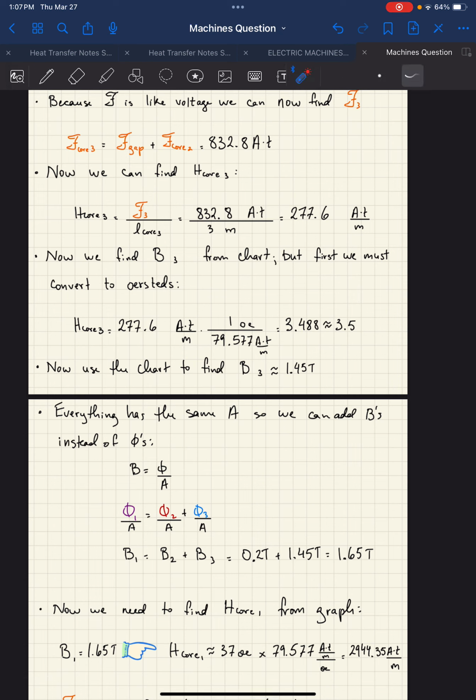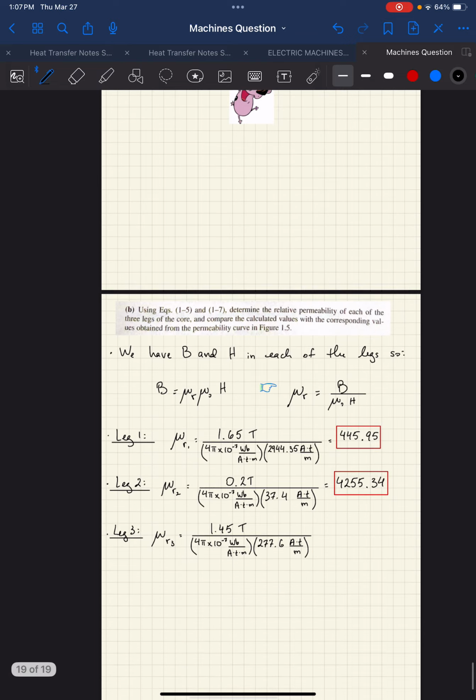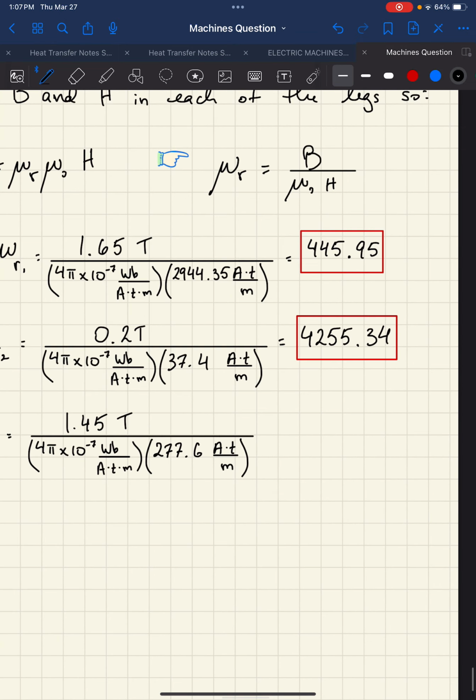H here. Okay. This is, in case you're watching this, in Ørsteds. Maybe I should have put the units there. Okay, so all right, and this becomes 4156.69. And that's basically it. That's how you solve this problem.